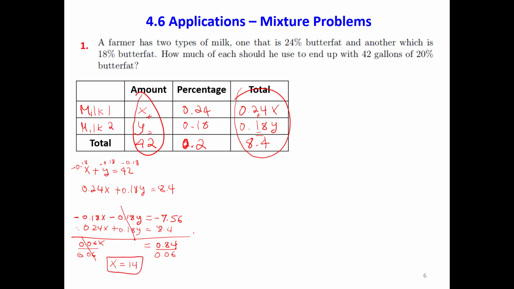We have the X value. Now we need to find the Y value. Then we can plug the X value into the first equation or the second equation, but it's easier in the first equation. X plus Y equals 42. X is 14, so 14 plus Y equals 42. Then let's solve for Y. Y equals 28.